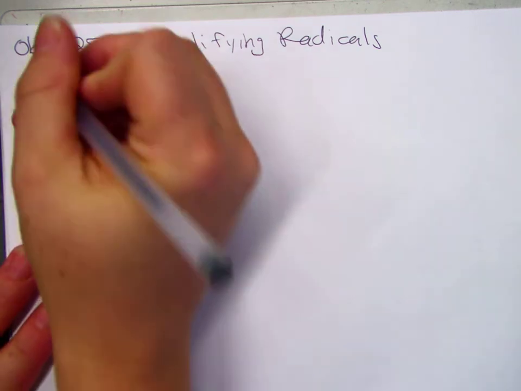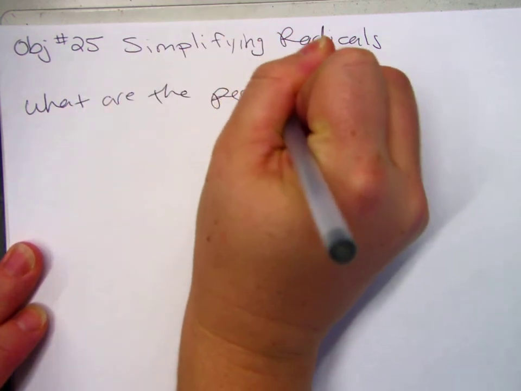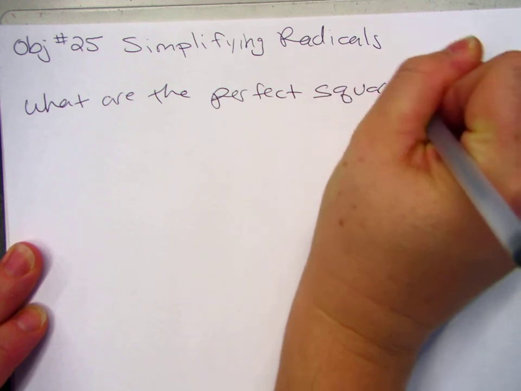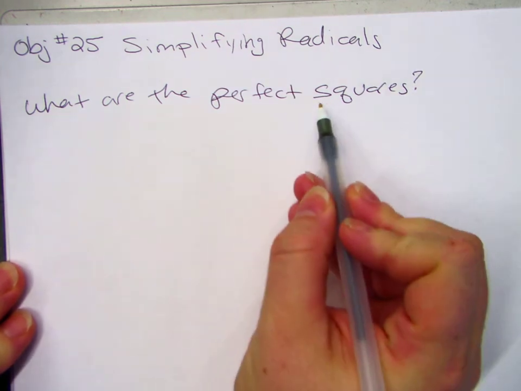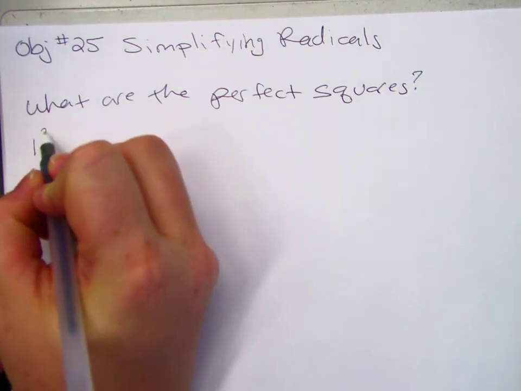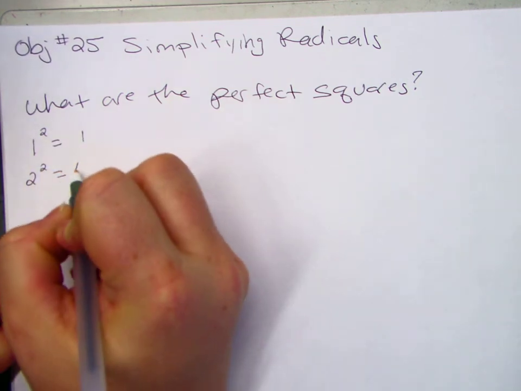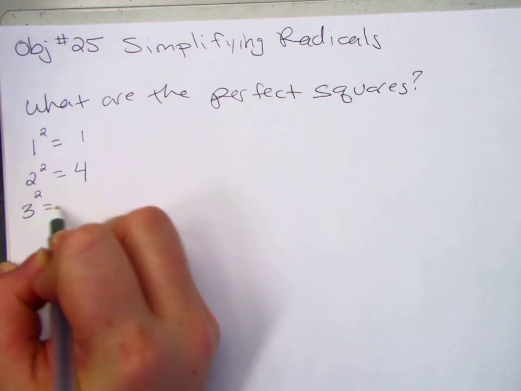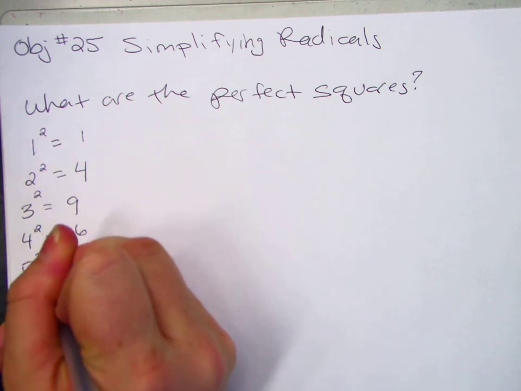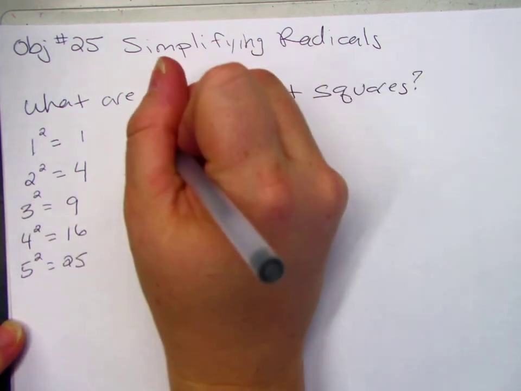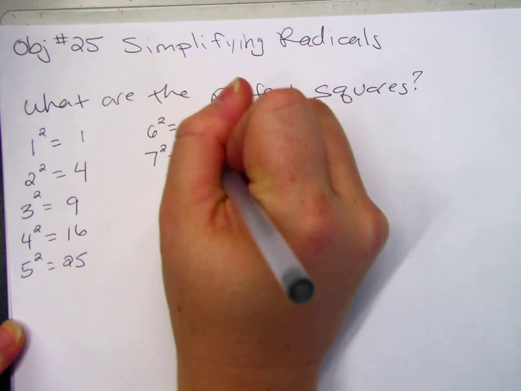Okay, so let's start with what are the perfect squares? A perfect square is a number that you can take the square root of, and it's a nice number. So remember, it's all the numbers you get when you square everything. 1 squared is 1. 2 squared is 4, 2 times 2. 3 squared is 9. 4 squared is 16. 5 squared is 25. 6 squared is 36. 7 squared is 49.